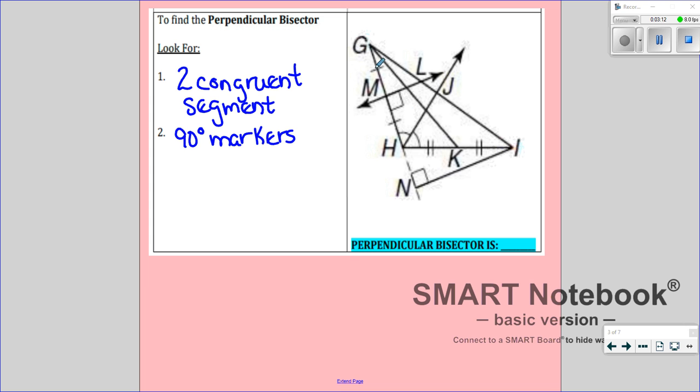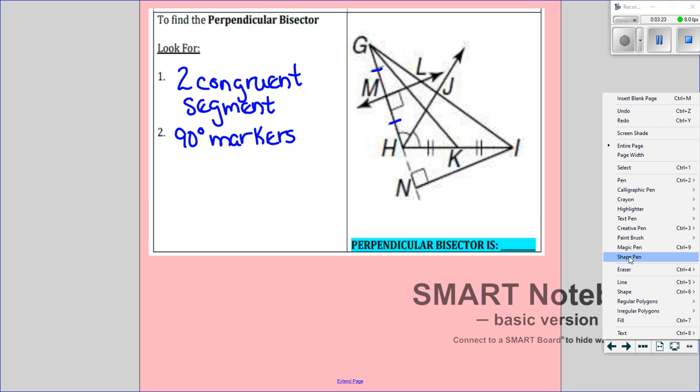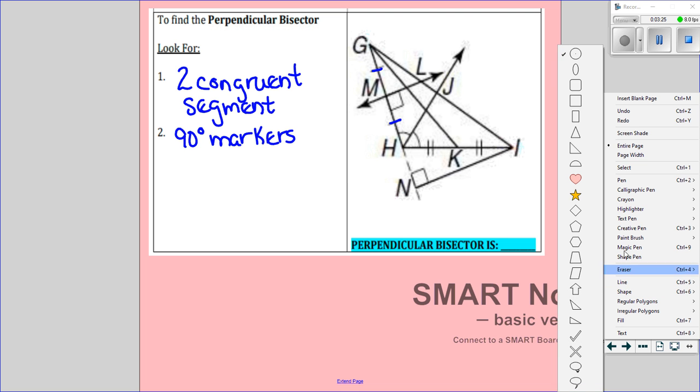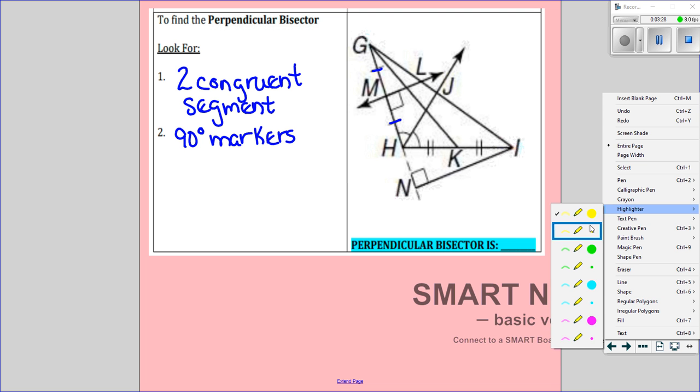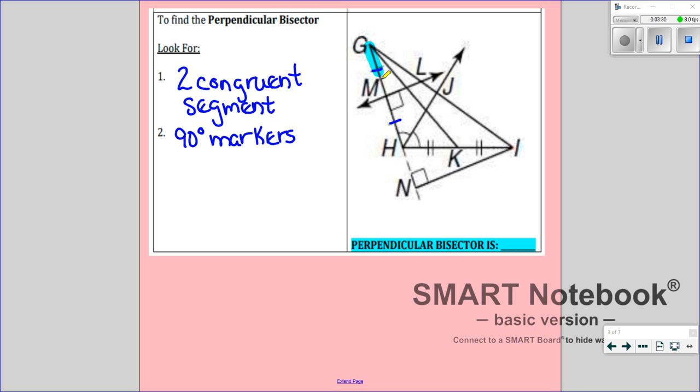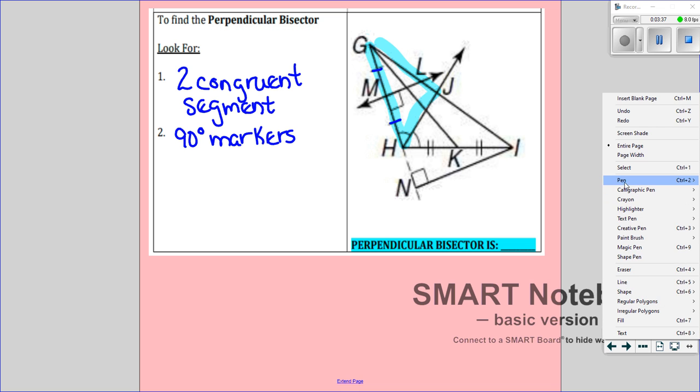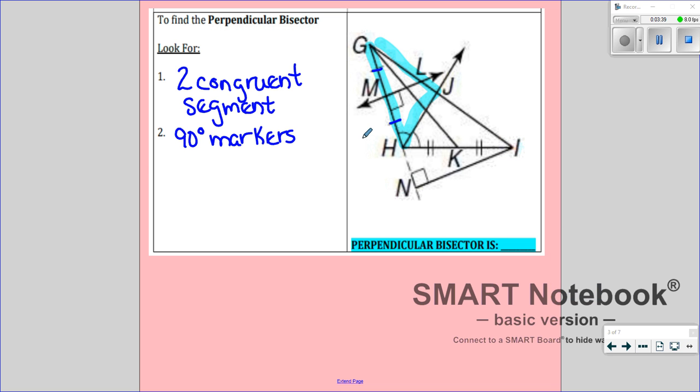If I were to look at this one, I notice that there's 2 congruent segments, and then with that, the 90-degree marker. So right away, I'm going to find the triangle where all that information is, and I'm going to highlight that in blue. So I have this triangle, and that triangle. That line. And then go back to blue. And I notice that, okay, 2 equal segments, 2 congruent segments, and the 90-degree marker right here.